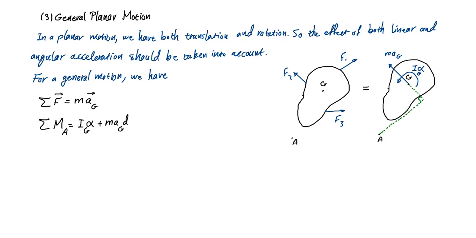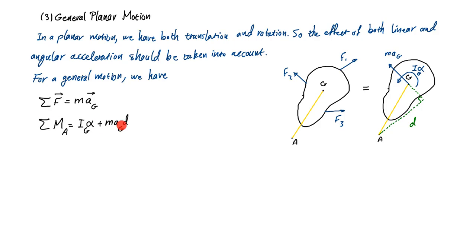Let's say this is perpendicular, and this is D. Just for the sake of completeness, let me also put the vector from A to G right there. This is just a vector connecting point A, which the rotation is happening around, and the center of gravity. Okay, so these are all the equations we need to analyze the general planar motion.